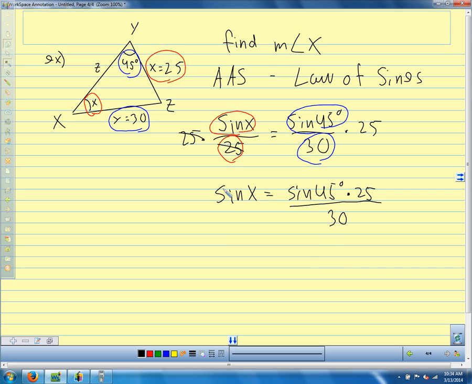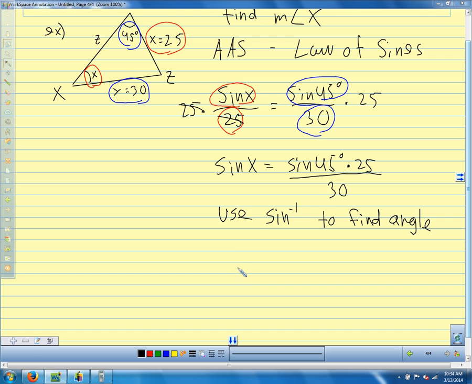Now, since we're looking for an angle, what do we need to use? We need to use an inverse. Use inverse sine to find the angle. Anytime we're finding an angle, we have to use an inverse. So what I'm going to do for this one is plug this into my calculator and get a decimal for this first, and then we'll find the inverse sine of that.